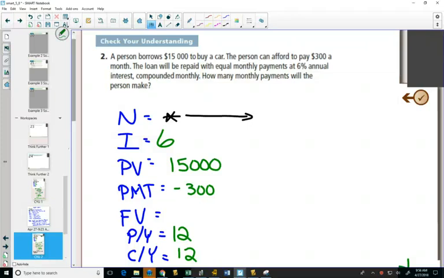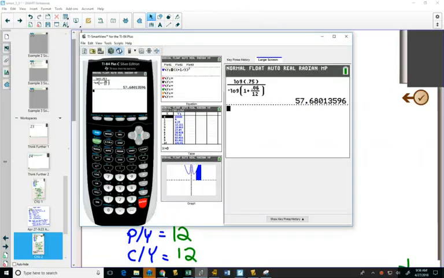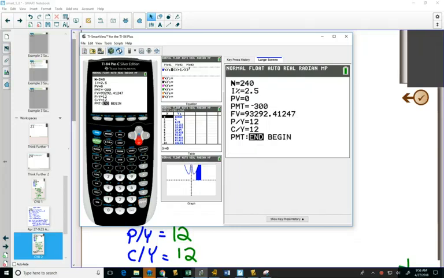How much will we owe in the future? None. So this will be 0. So this is our setup. We go to our calculator and apps, finance, enter. You can just leave whatever n is, like I have 240 in there. I can leave that as is right now. 6% interest, 15,000. We're making $300 payments. The future value will be 0. Now that I have everything in there, I can go to the one that I didn't know. Alpha solve, 57.68.